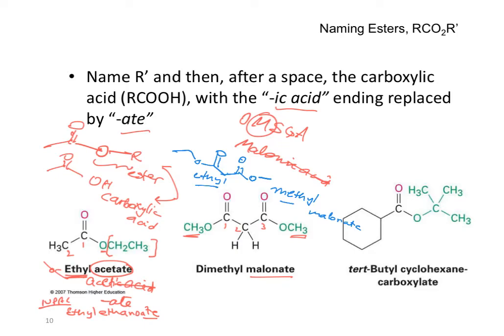So just put the R group past the oxygen on each side, which is the alcoholic part, and end it in ate, and that gives you the name of the ester. If you look at the last one, here's my ester past the oxygen. I have my T-butyl group, so it becomes T-butyl cyclohexane carboxylate.